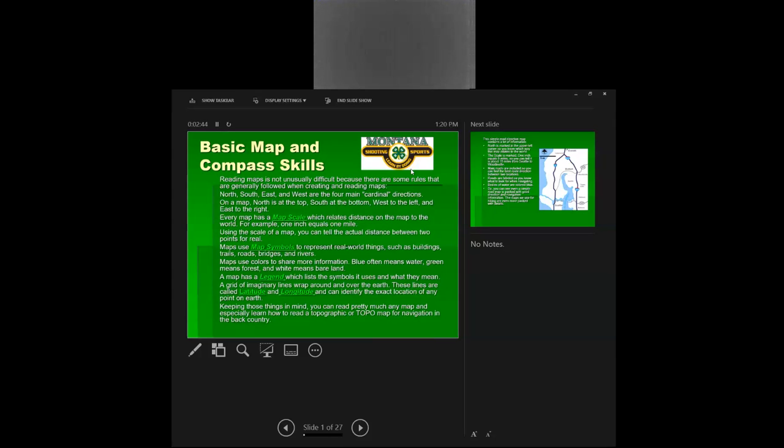The grid system on a map is latitude and longitude, and when you keep this in mind as you're looking at maps, you can basically do anything that you need to when you're working on that.